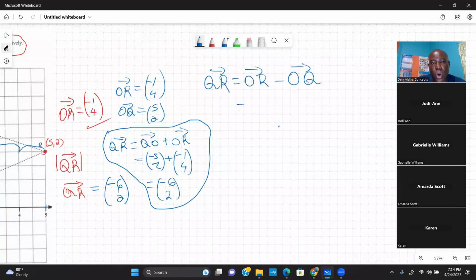Remember we said that. OR is actually, where's OR? Oh, negative 1, 4. And you want to minus OQ, negative 5, 2. See it there? So what you're looking at is negative 1 minus 5 is negative 6. And this is actually 2.